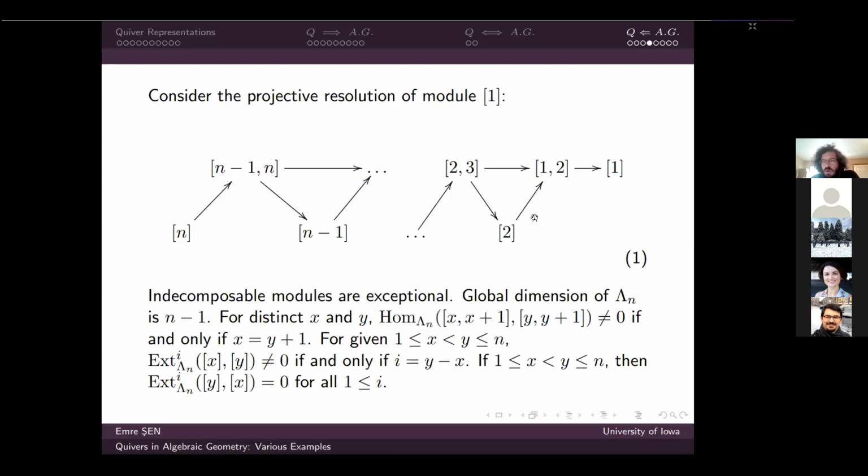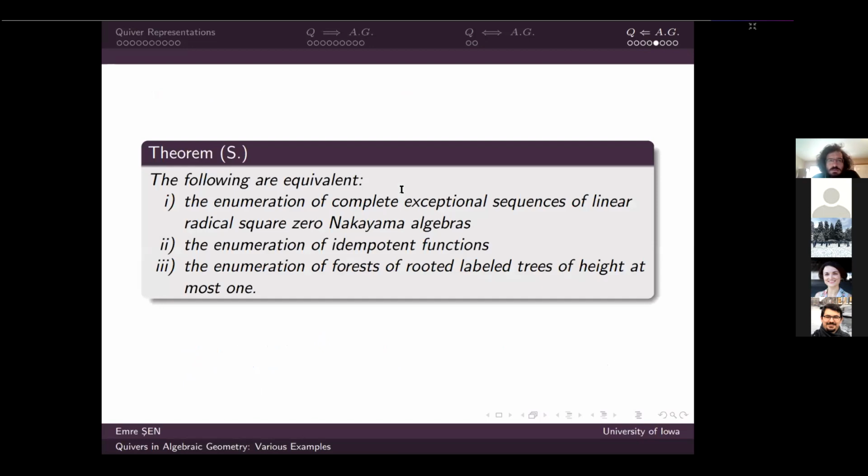And now I want to count the exceptional collections here. It is a nice small result. The following are equivalent. The enumeration of complete exceptional sequences, meaning there are n modules in my collection, for linear radical square 0 Nakayama algebras, is equivalent to the enumeration of idempotent functions. And also it is equivalent to the enumeration of forests of rooted labeled trees of height at most 1.